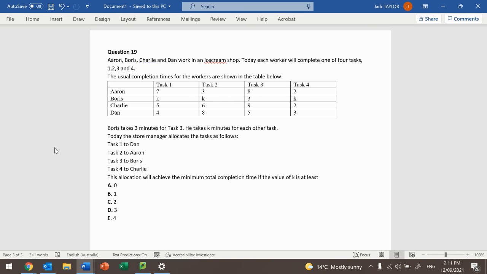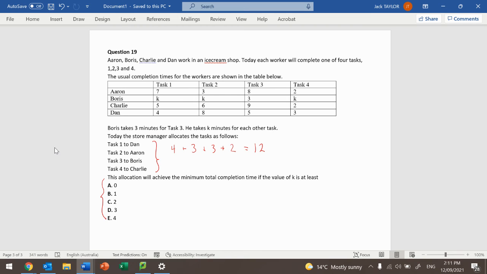First step is to work out what the current allocation is. So what we need to do is work out the time that this allocation gives us. If Dan does task 1, that's a time of 4. If Aaron does task 2, that's 3. If Boris does task 3, that's 3. And if Charlie does task 4, that's 2. So the total completion time here is 12. So what we need is the smallest possible value in here that gives an overall completion time of 12. If it's any lower or higher than that, we are not going to include it.